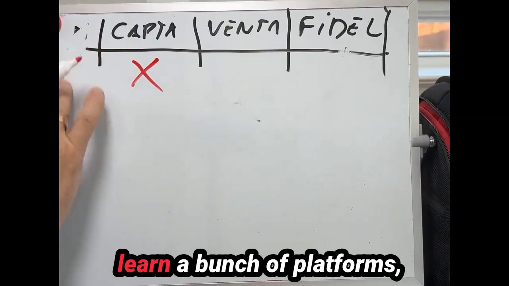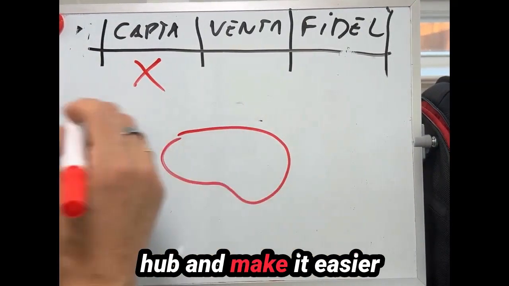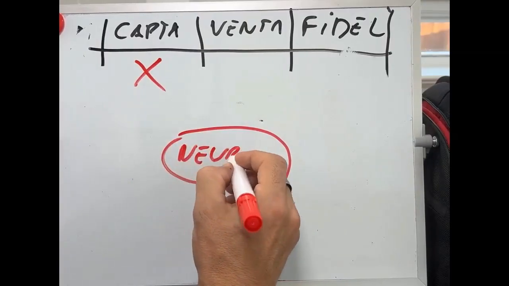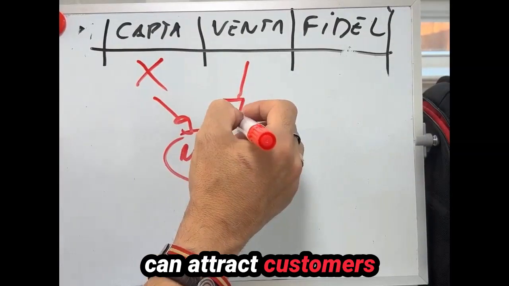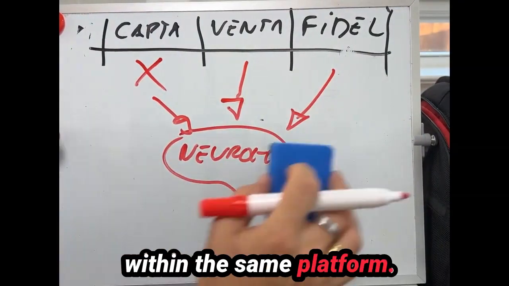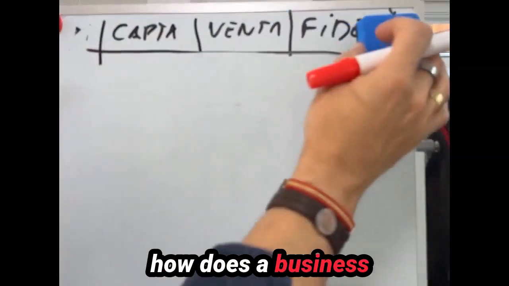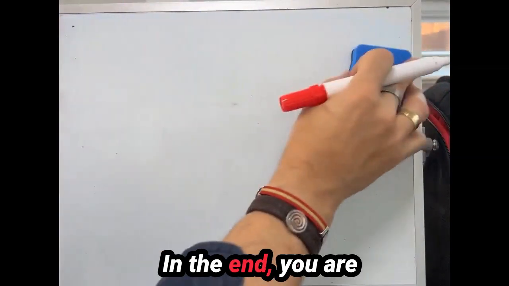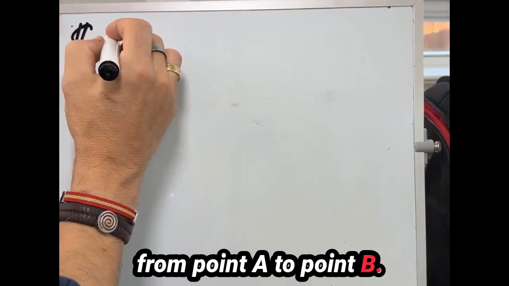Yes, you're going to have to learn a bunch of platforms, but when we have everything integrated into the NeuroHub and make it easier, with the NeuroHub, you can attract customers and build loyalty all within the same platform. Lastly, we understand how a business works in general. In the end, you're here to make money. You have to move money from point A to point B.